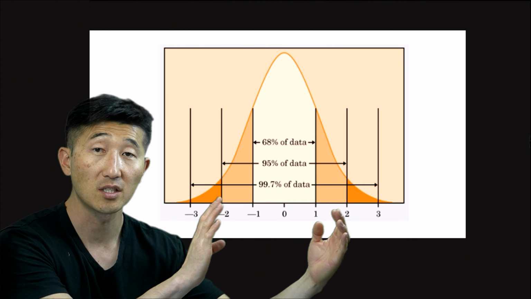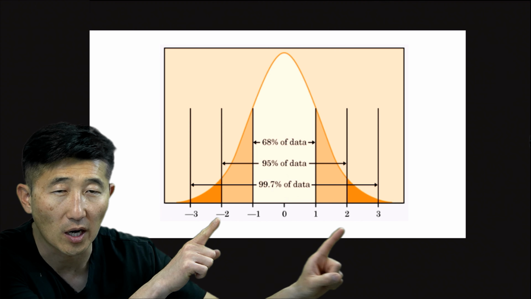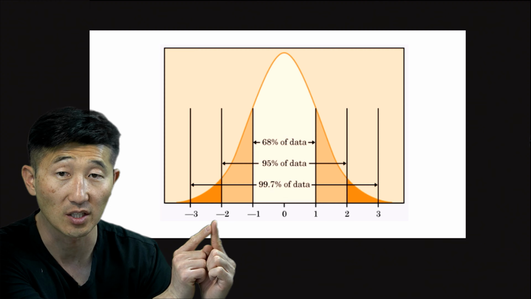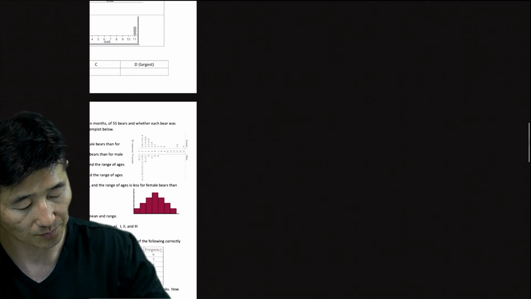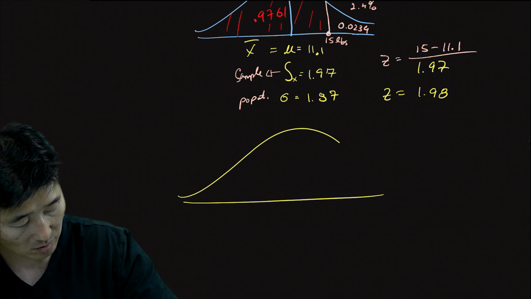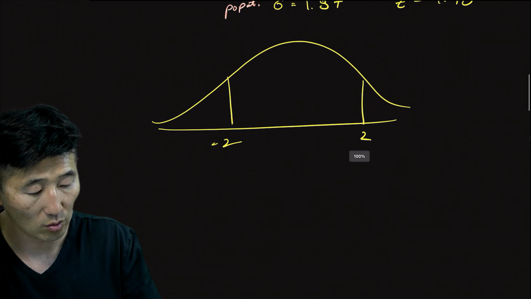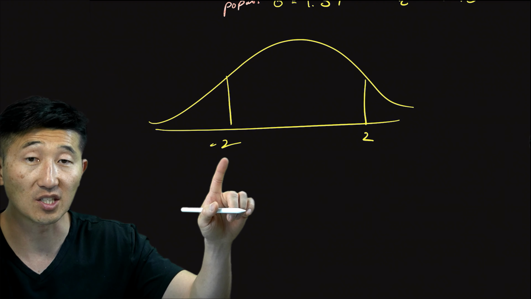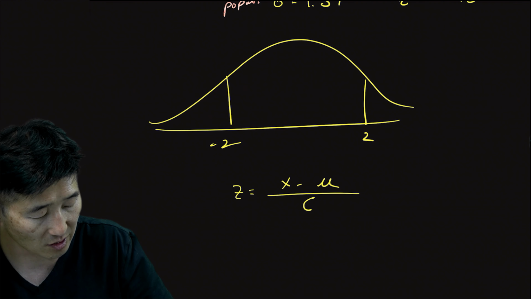Yeah. So what they're saying is, if this is 95% of the cats, then from -2 to +2, what's the actual weight of the cats? If you're at -2 standard deviations, what's the weight? So we want the actual weight. Watch this, this is a z-score. Z equals x minus the mean divided by the standard deviation.